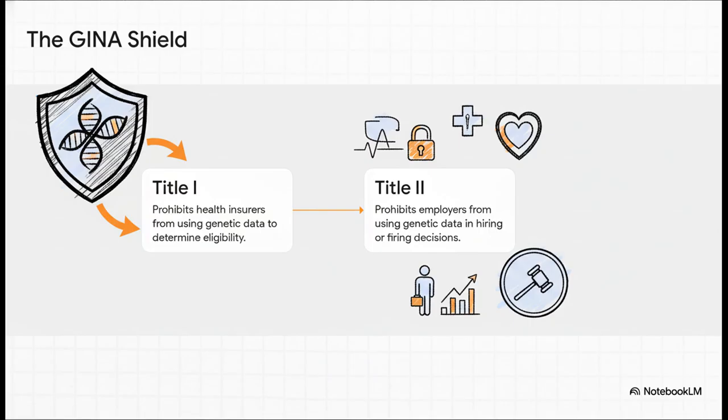And what about your patient's biggest fear? Discrimination. You have to be their advocate, and you do that with GINA, the Genetic Information Non-Discrimination Act. It gives them two massive shields. One, health insurers can't use genetic info to deny them coverage, and two, employers can't use it to hire, fire, or promote them. This is huge.